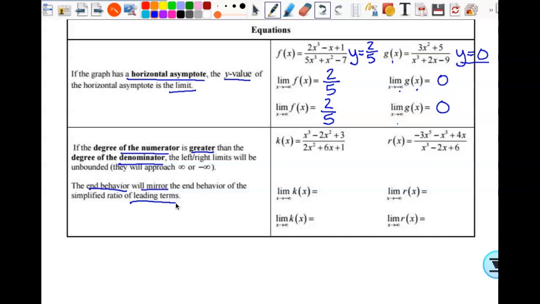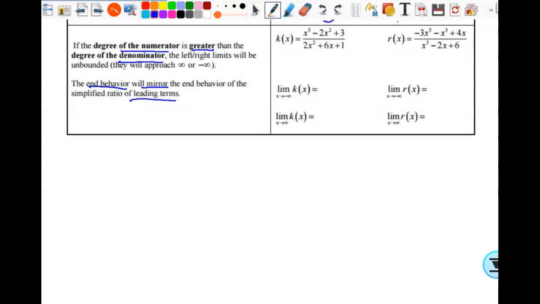So if I look at k of x, I can see that it's top heavy, so that means no horizontal asymptote, right? Top heavy by 1, so we know it gives us a slant asymptote. So we could divide and find the slant asymptote, but nobody's asking me for the actual slant asymptote right now, so I don't need to do that, right? Yes? If it's greater by 1, yes. If it's greater by 1, it'll definitely be a slant asymptote.